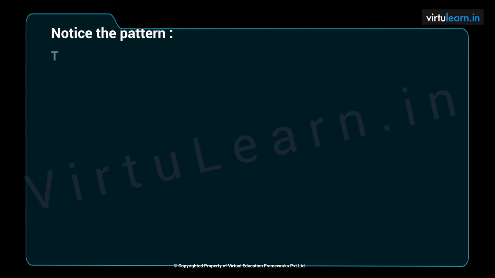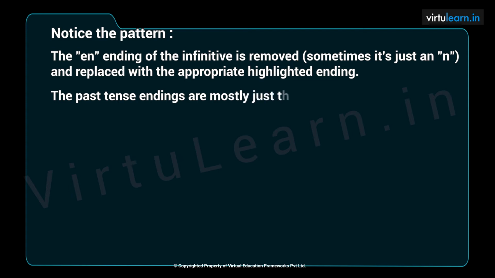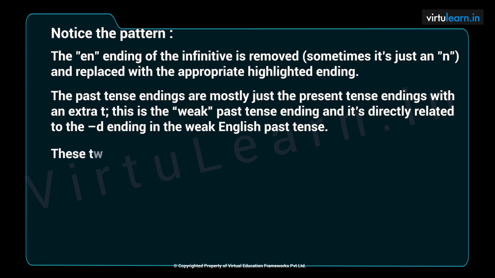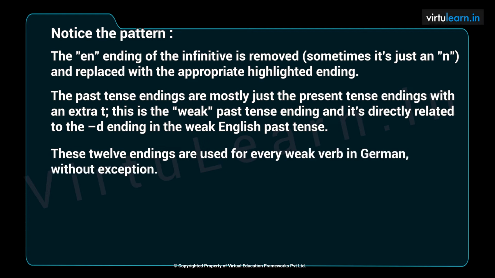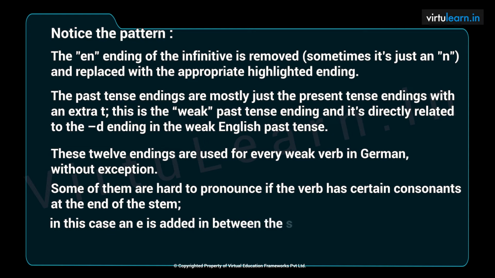Notice the pattern. The en ending of the infinitive is removed. Sometimes it's also just an n, and it is replaced with the appropriate highlighted ending. The past tense endings are mostly just the present tense endings with an extra T. This is the weak past tense ending, and it's directly related to the D ending in the weak English past tense. These 12 endings are used for every weak verb in German without any exception. Some of them are hard to pronounce if the verb has certain consonants at the end of the stem. In this case, an E is added between the stem and the ending.